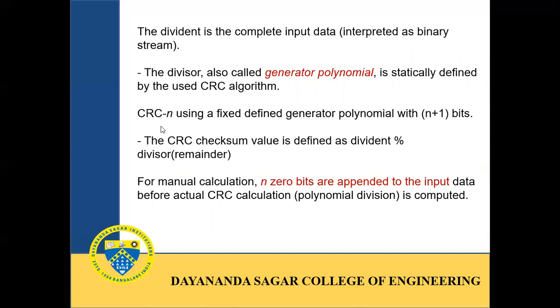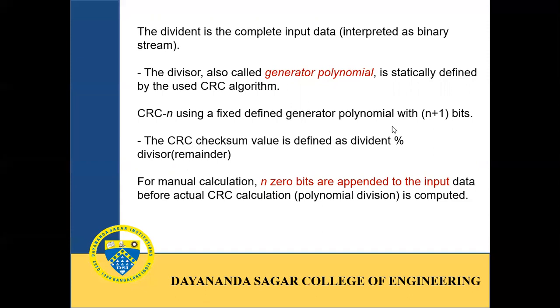There are different kinds of CRC algorithms we can have for 8 bits, 16 bits, 32 bits. So this N refers to how many bits are used to detect the errors. We can use a checksum of 16 bits or 8 bits. So N defines how many bits will be added to the input data. The checksum value is nothing but the remainder we get after the input data is divided by the generator polynomial.